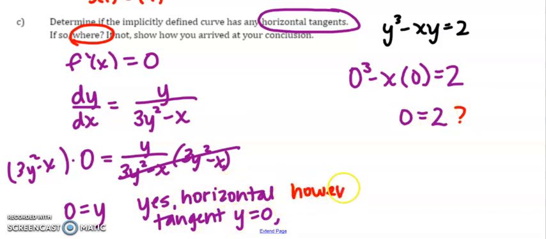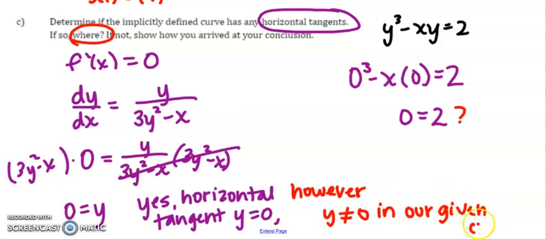However, y cannot be 0 in our given curve. So there actually are no horizontal tangents on this curve. So again, when you see a horizontal tangent, derivative is 0. Then you got to make sure that you actually have a coordinate that makes the derivative equal to 0.